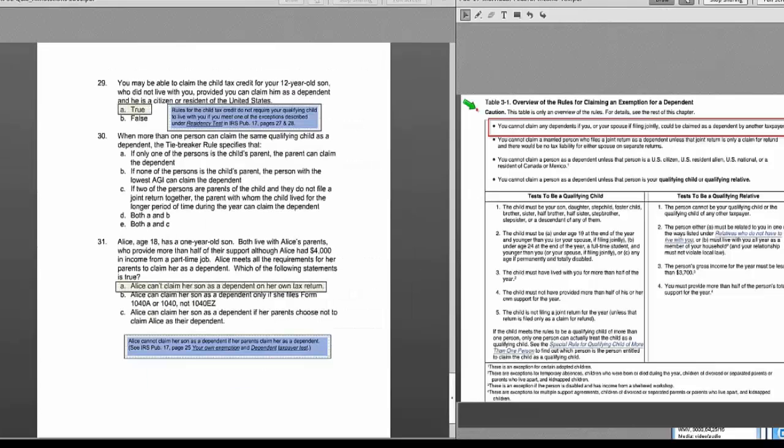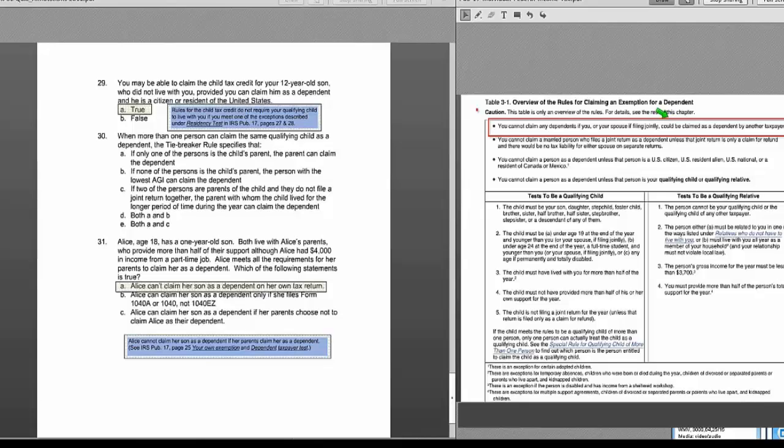Okay, so let's take a look at Pub 17, Table 3-1, Overview of the rules for claiming an exemption for a dependent. So it says right here at the top, you cannot claim any dependents if you or your spouse, if filing jointly, could be claimed as a dependent by another taxpayer. In this situation, Alice does meet all the requirements for her parents to claim her as a dependent.